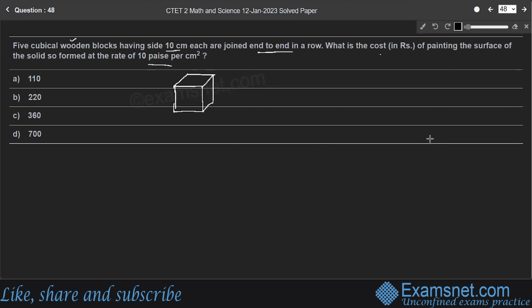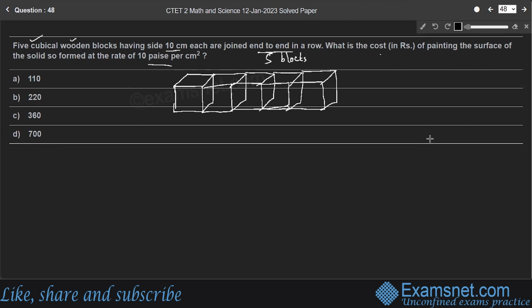Right. So 5 cubical wooden blocks are joined end to end in a row. So that means we have to join one more cubical block to the first one. End to end means like this. So 3, next comes 4, fourth block, and the fifth block. Right. 5 cubical blocks are joined end to end in a row. There are 5 blocks.